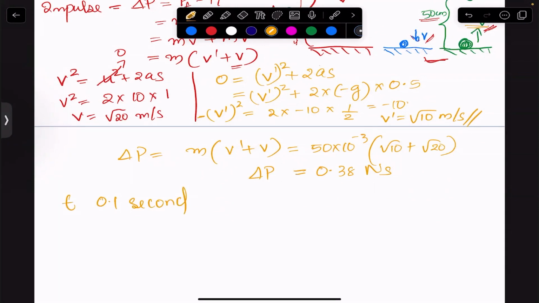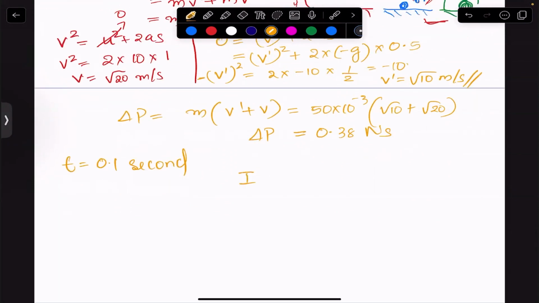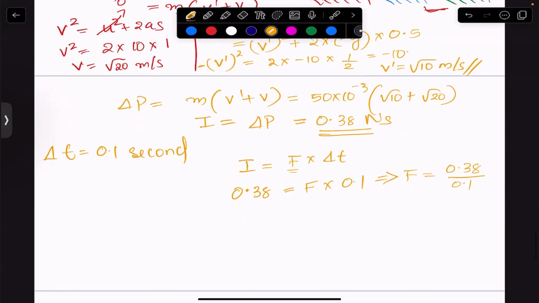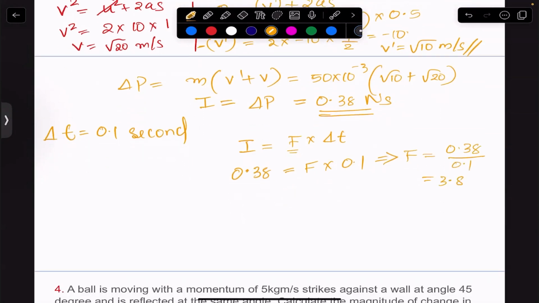So t equals 0.1 second. We know that I equals delta P equals this one. I equals F times delta T. So delta T is given, F we have to find. I we found. So I equals 0.38, F times 0.1, which is equal to, F equals 0.38 divided by 0.1, which is equal to 3.8 Newton.